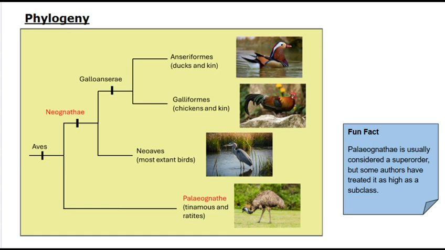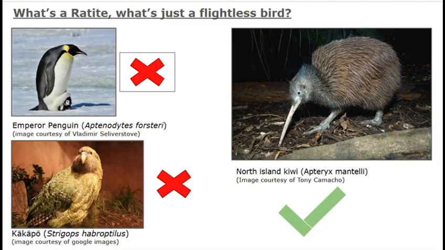Neognathae, flight. You can identify a Palaeognath by their lack of a keel and the fact that they cannot fly. However, a common misconception is that all ratites are flightless birds, but not all flightless birds are ratites. For example, penguins and the kakapo are not ratites.